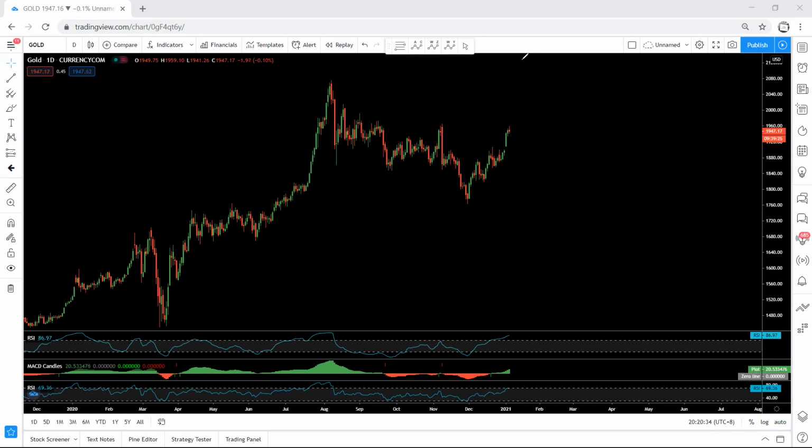The second option is, how about if this is the only correction relative to this and this? That means this correction already finished and this is the start of the up move. At least the price comes and takes this high. We will have both options. That's why if we want to trade, we need to know which one we're going to trade.